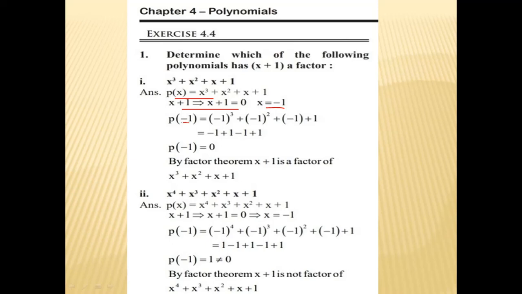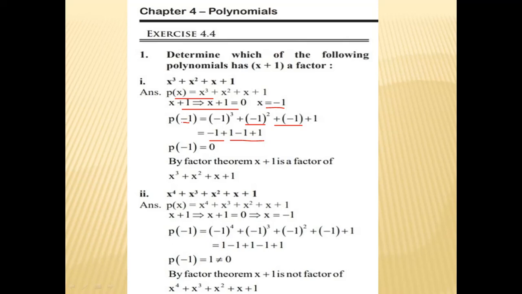We substitute x cube means minus 1 whole cube, plus x square means minus 1 whole square, plus x means minus 1, plus 1. P of minus 1 is equal to minus 1 whole cube plus minus 1 whole square plus minus 1 plus 1. Minus 1 whole cube means minus 1. Minus 1 whole square is plus 1. Plus minus 1 is minus 1. Plus 1.